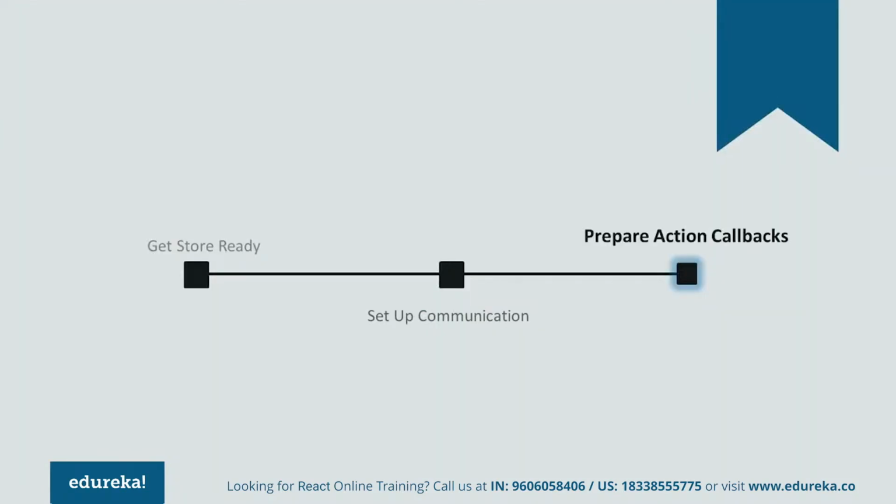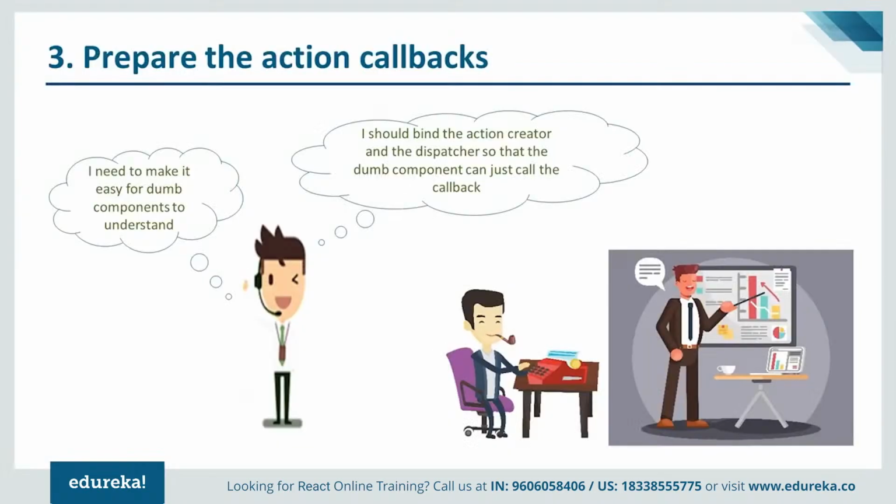Now after these two steps have been done, the final step is to prepare for the action callbacks. Now let's see what will happen. Now this is the view part. In the previous slide we saw that the view part is getting the updates. It is saying that I need to make it easy for the dumb components to understand. So it says it should bind the action creator and the dispatcher, because both these are the views and this is the action.